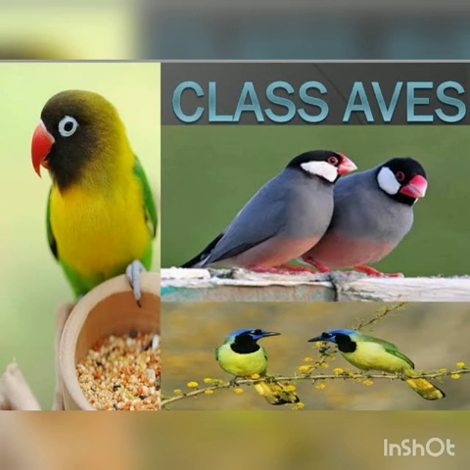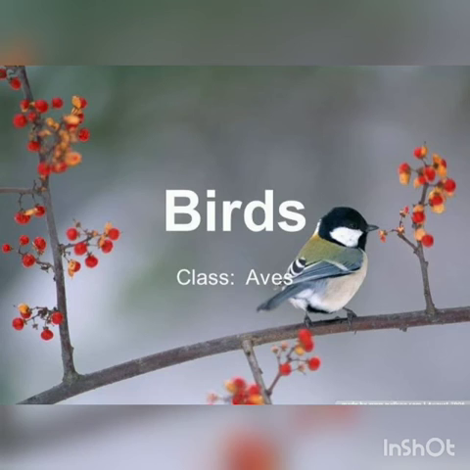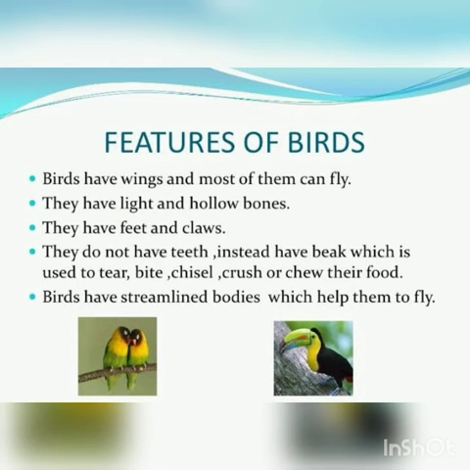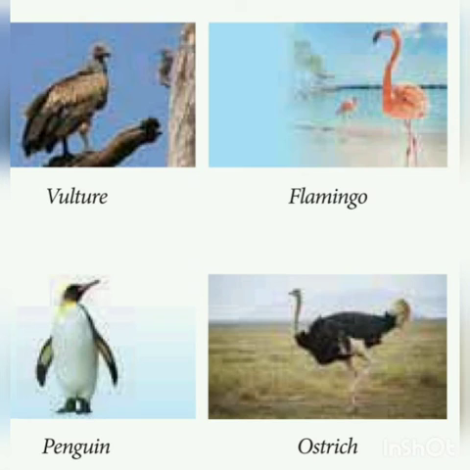Next one is class Aves. Aves is nothing but birds. They have the ability to fly. There are some birds which do not fly. They are called flightless birds, such as ostrich, kiwi, penguin, etc. The forelimbs are modified into wings. The body is covered by feathers, scales, claws, etc. And the endoskeleton is fully ossified with long bones with air cavities. Such bones are called pneumatic bones. What are pneumatic bones? The bones which have air cavities.